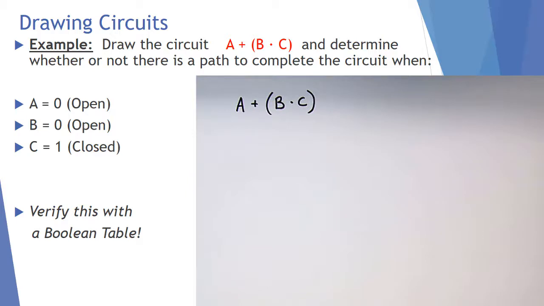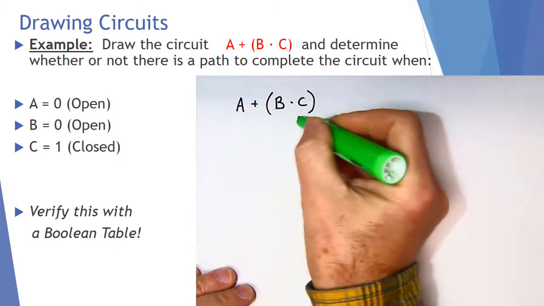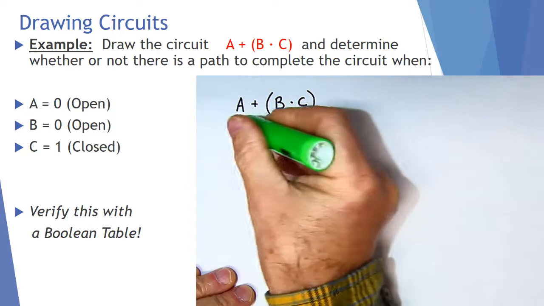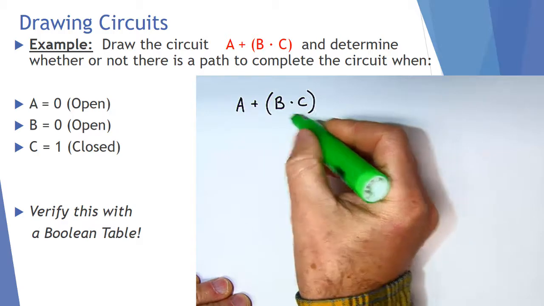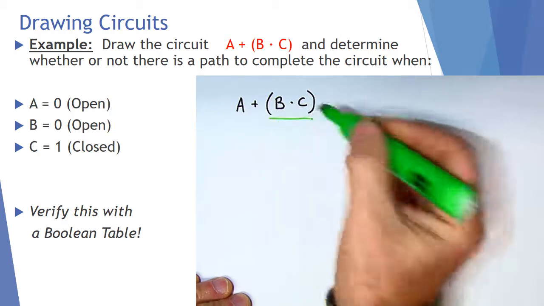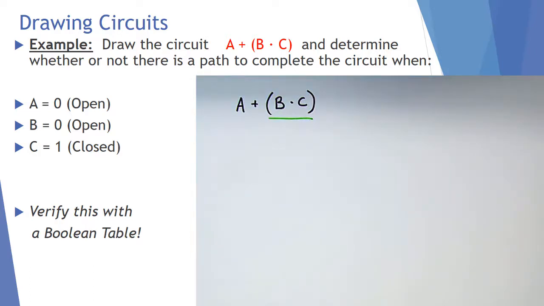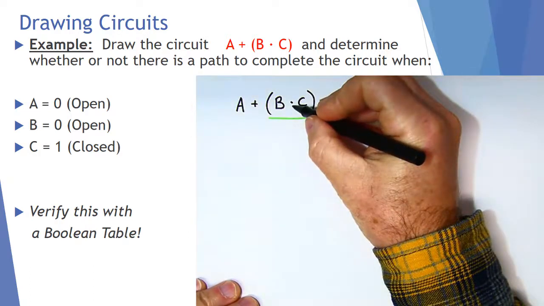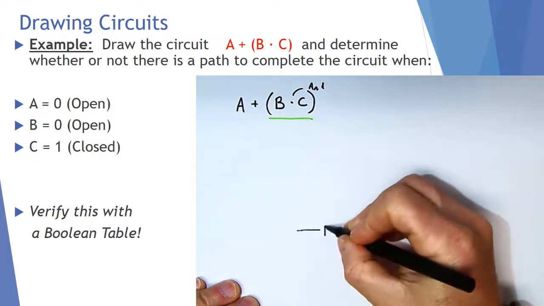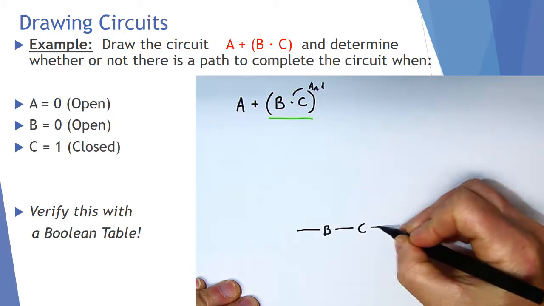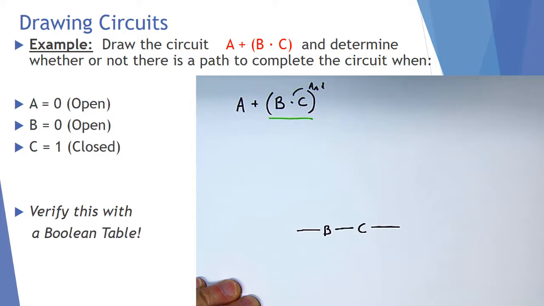Let's draw the circuit A plus B times C and determine whether or not there's a path to complete the circuit when A is open, B is open, and C is closed. Well, in order to draw this circuit, we sort of have to respect the normal order of operations that you've learned a long time ago. Notice that parentheses are present in this circuit, and that of course gives us a priority level. That means that we should start by drawing B times C. Now, that's Boolean multiplication, and that is the AND operator, or in other words, we should draw a switch B and a switch C in series to represent that set of parentheses.